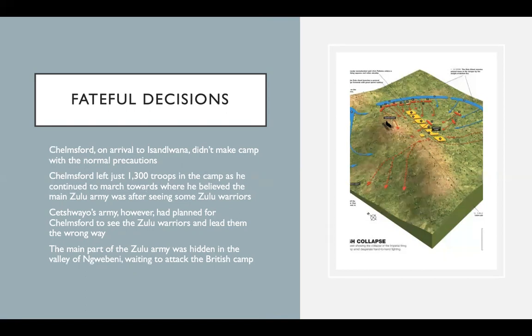His scouts found some Zulu warriors, and Chelmsford took troops with him, assuming he would be led straight to the main Zulu army. Chelmsford left only 1,300 troops at Isandlwana. However, the warriors that Chelmsford was chasing were decoys sent by Katashweo's army. The 20,000 Zulu warriors were actually hidden just outside the British camp in the valley of Ingwebeni, waiting to attack.